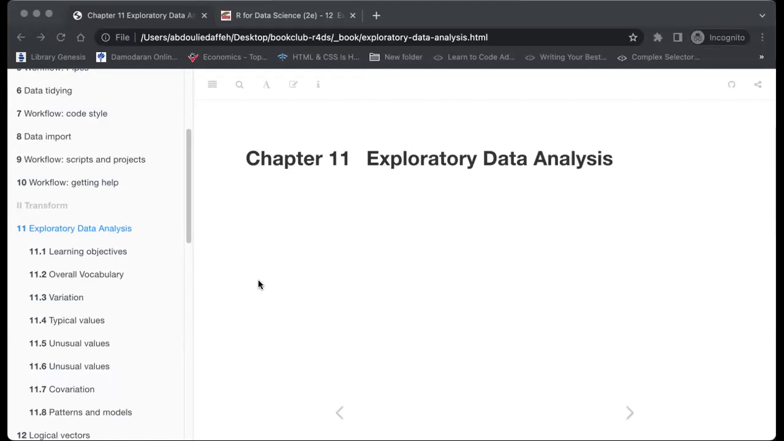Yeah, so it should have been chapter 12, but I don't know. It's indicated in chapter 11, but no, okay. Yeah, I think it's 12 from the book. Okay. Yeah, exploratory data analysis.